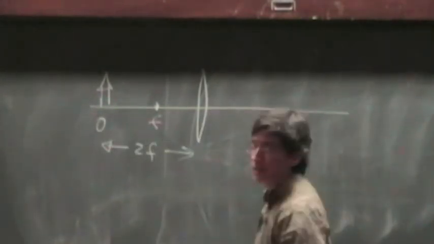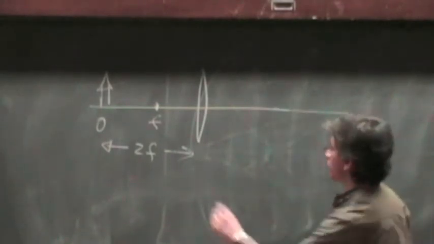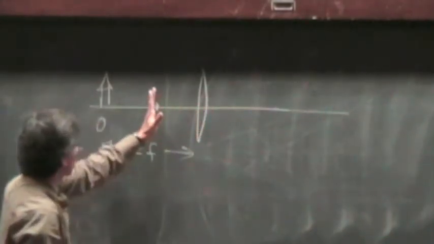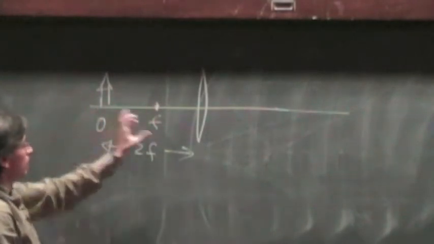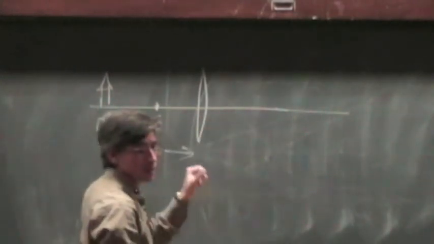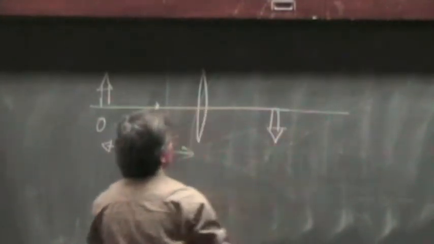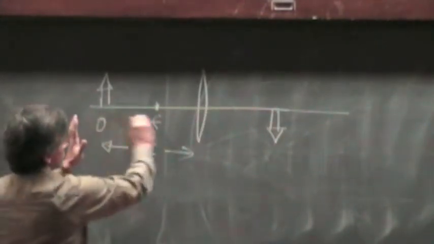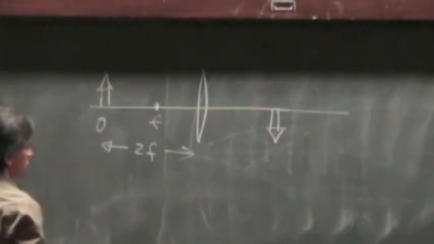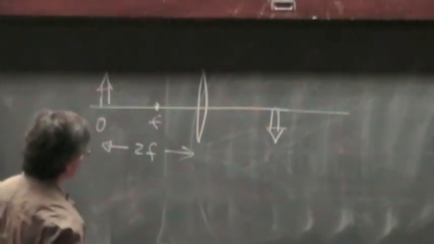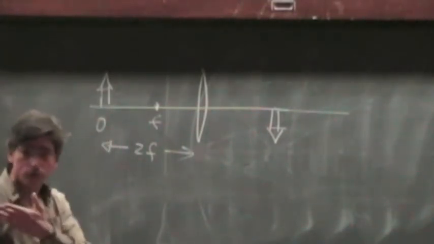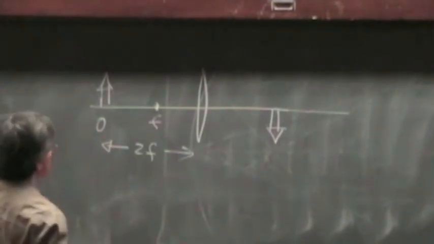The question is, where is the image? You already know that because this is a converging lens and you're further than the focal length, the image is going to be inverted on the other side, right? But you don't know exactly where. You could do your ray tracing, draw this using a scale and find that, but it obviously is much easier to just use an equation and plug in a number and find the answer.